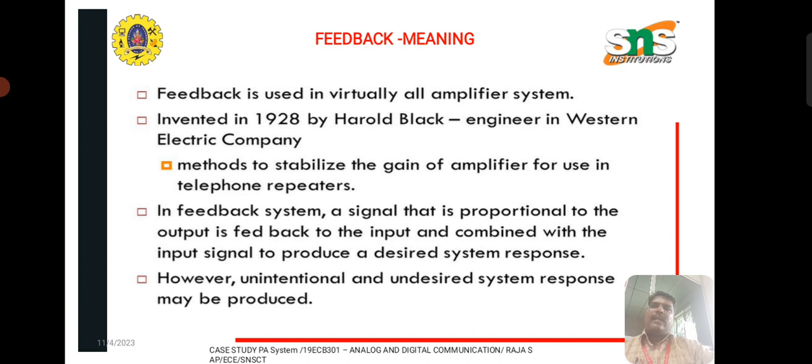So some portion of the output is taken and added to the input. Because of adding output to input, the quality of the input signal will be improved. However, an unintentional and undesired system response may also be produced. Even though we are using feedback as the adding medium, the input signal must be of good quality.